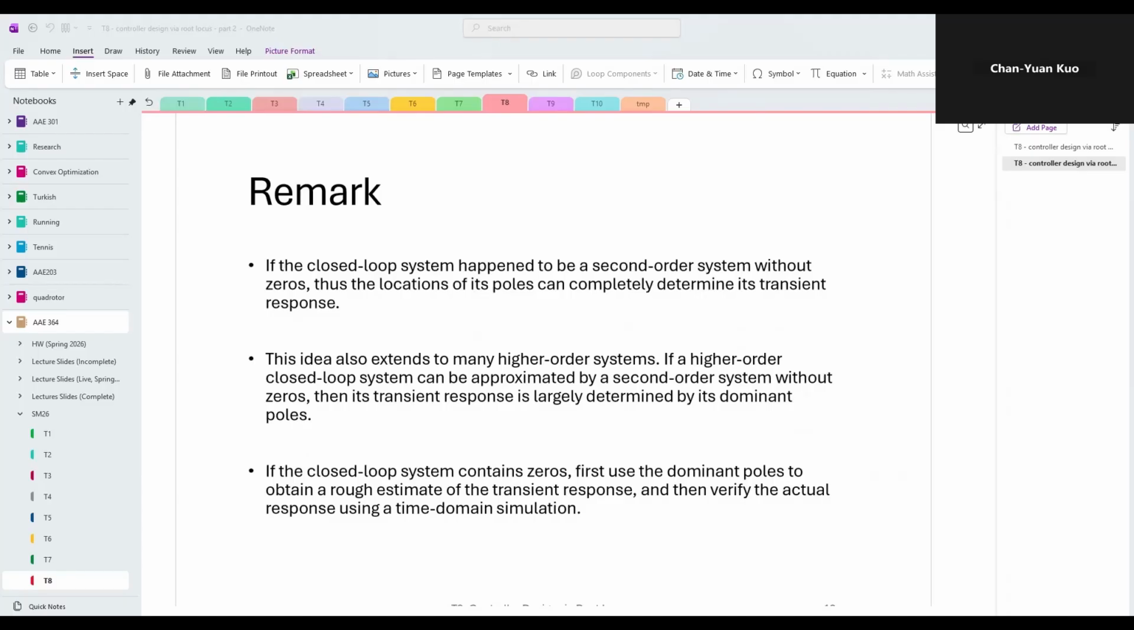However, if the closed loop system contains zeros, the poles alone are no longer sufficient to accurately predict the transient response. In that case, we use the dominant poles to obtain an initial controller design and then validate the design by simulating the closed loop response.